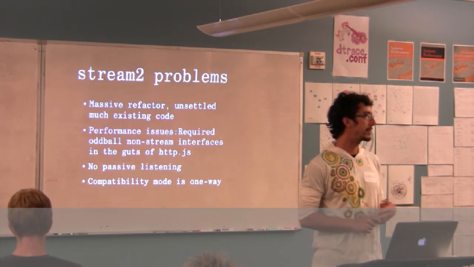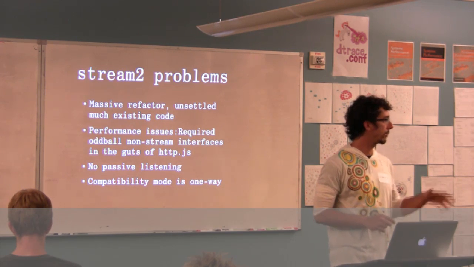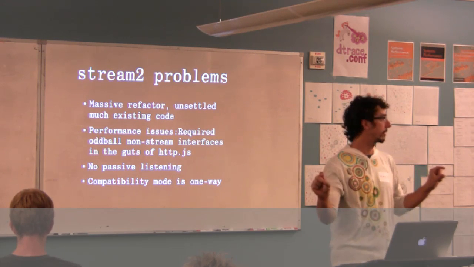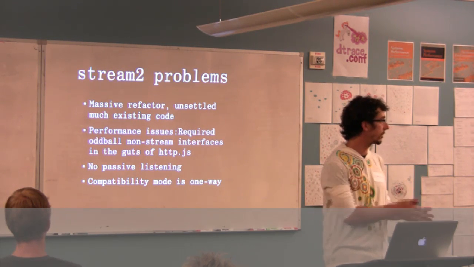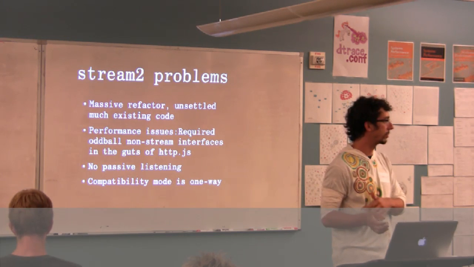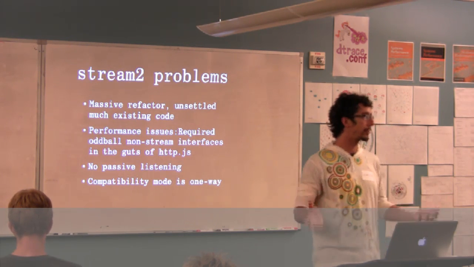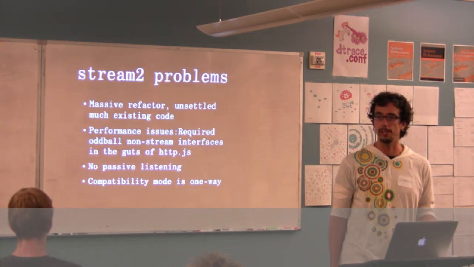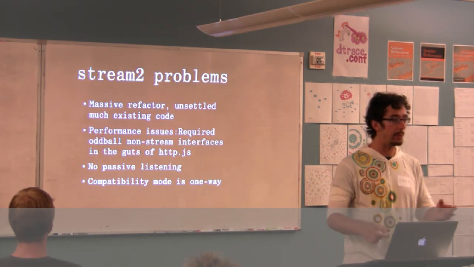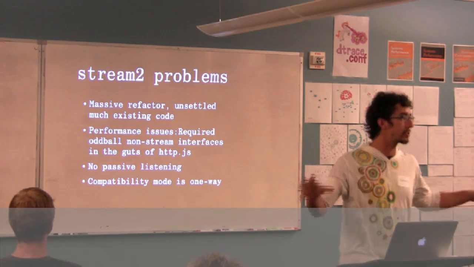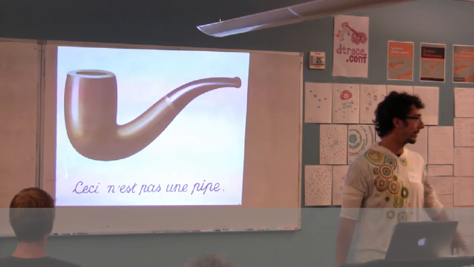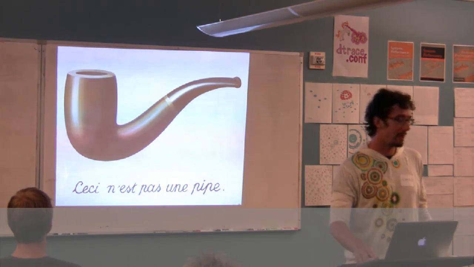There was no way to passively listen to a stream. If I have a reader and a writer and I want to draw a progress bar on the screen, I don't want to do anything with that data, I just want to see when it passes through. There was no way to do that without switching your stream into old mode, and old mode, the compatibility mode, was a one-way switch. So what would actually happen is the pipe method would get changed to some other pipe method, which is not the pipe method that you had in the beginning. I told you, the metaphors are bad.